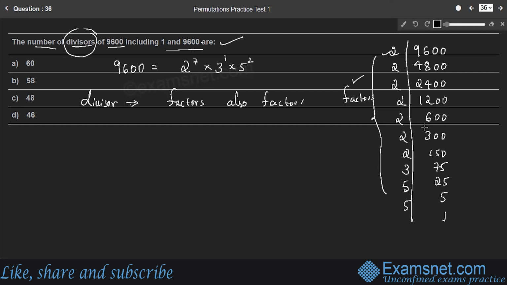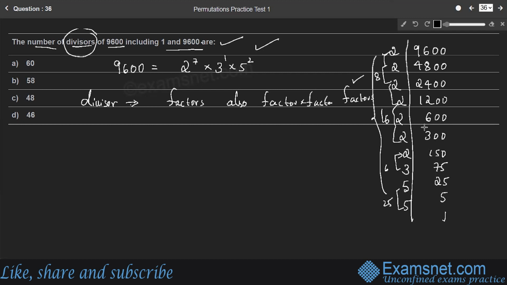So factor into factor. Here you can consider 3 into 2. 6 is also a divisor of 9600. 5 into 5, 25 is also a divisor. Then you can consider 2 into 2 into 2. 8 is also a divisor. 8 into 2, 16 is also a divisor. Therefore, in so many ways the divisors can be written, so in this particular question you can name it as the number of ways.